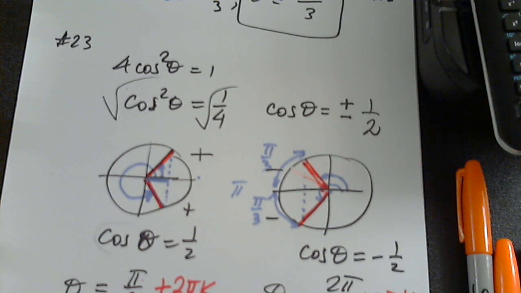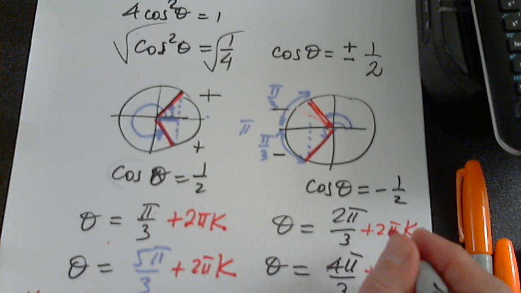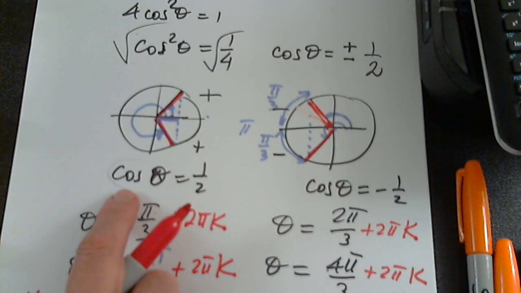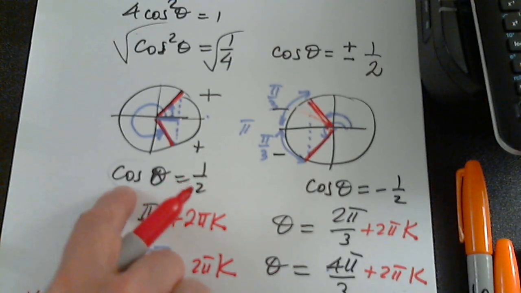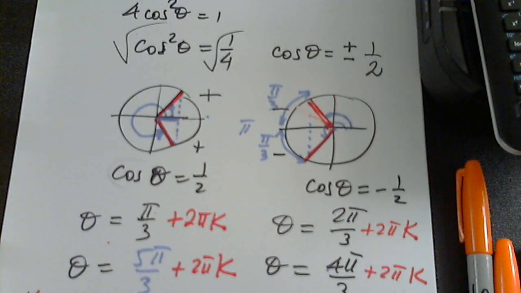We only wrote 4 solutions because we were asked to use 0 to 2 pi. But if we are asked to present all possible solutions, we will add 2 pi k, 2 pi k, 2 pi k. What if it's tangent? If this is tangent, I can only add pi k, not 2 pi k. If it's cotangent, I only add pi k.